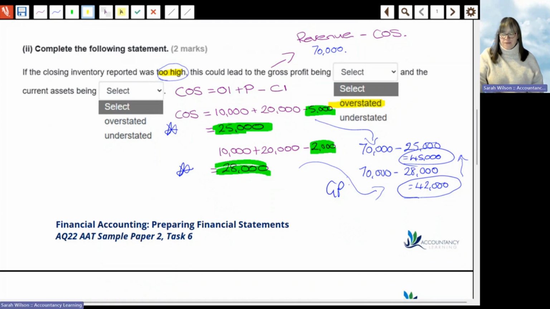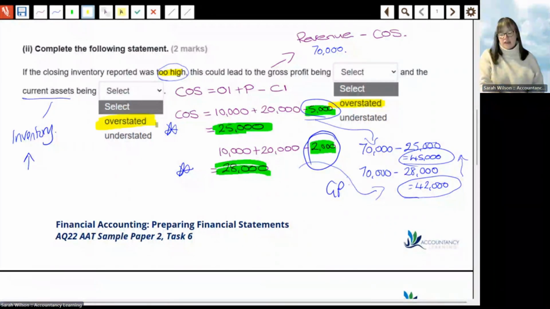The next part of the question is the current assets being overstated or understated. So your current assets, this is your inventory. So we're going to be looking at our closing inventory figure. So again, if looking back at our figures, if it was meant to be 2,000, but it's actually been reported as 5,000, it means that asset figure for the inventory is then going to be too high. So again, that would be overstated.